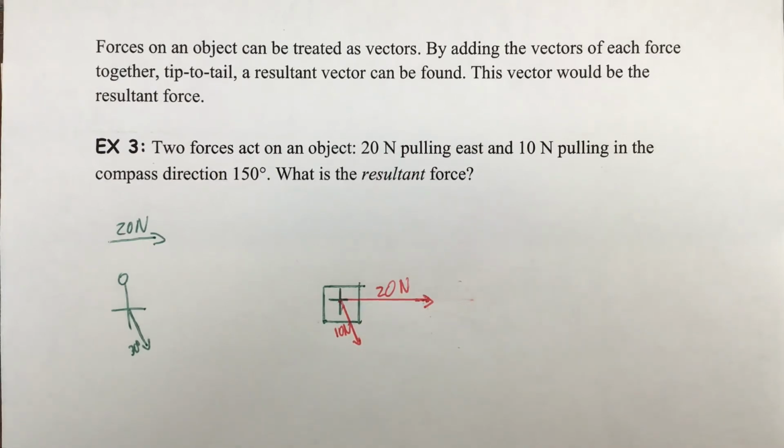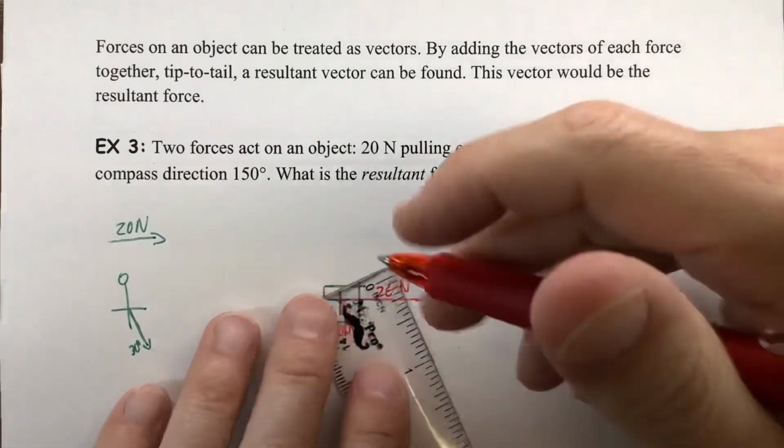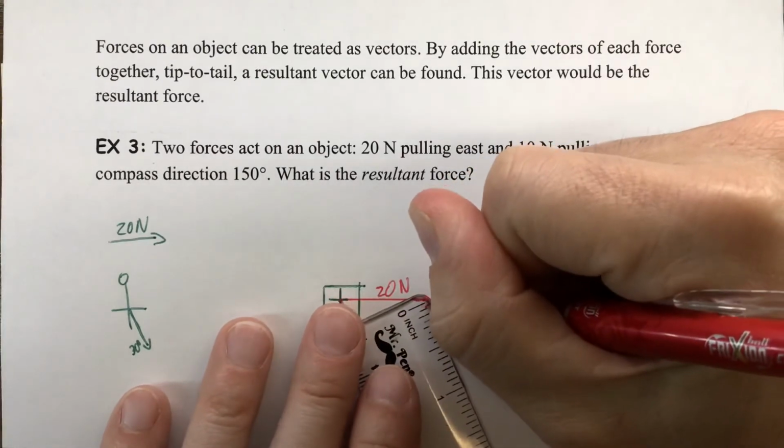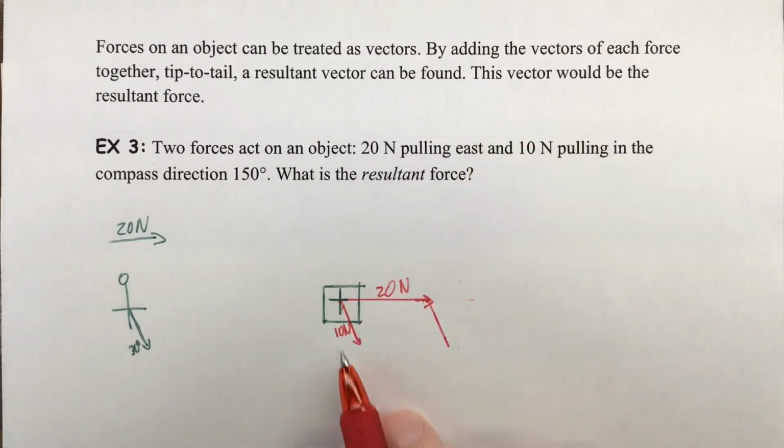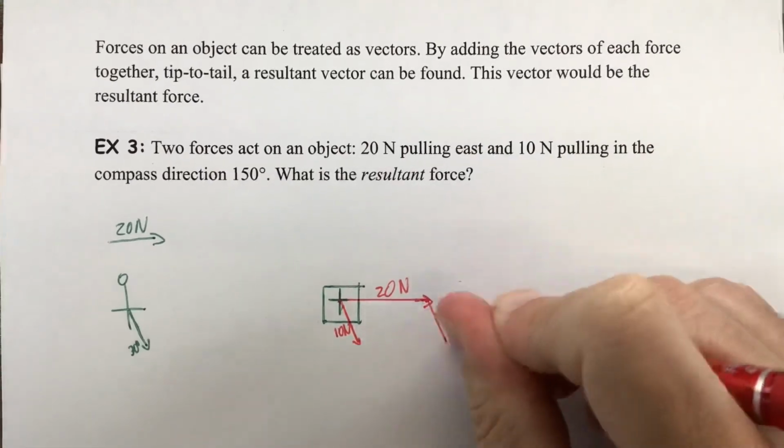Okay, but all the pictures for this type of problem should start with your vectors all coming from your object. Once you have all of those, you're going to rearrange them. You're going to move them so that they're tip to tail. So I'm going to take that 10 newton vector and just shift it over here. Okay, so it should run parallel. The length should be the same.